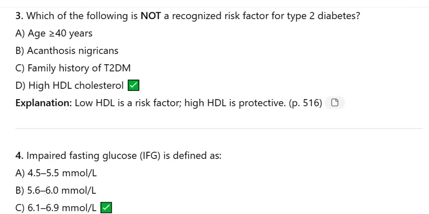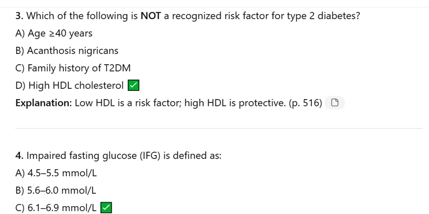P516. 3. Which of the following is not a risk factor for type 2 diabetes? A, age 40 years. B, acanthosis nigricans. C, family history of T2DM. D, high HDL cholesterol. Explanation. Low HDL is a risk factor. High HDL is protective.